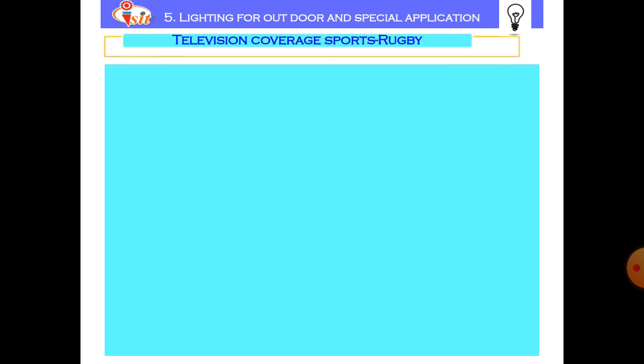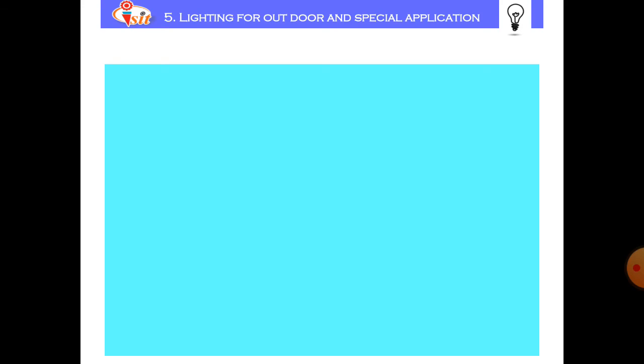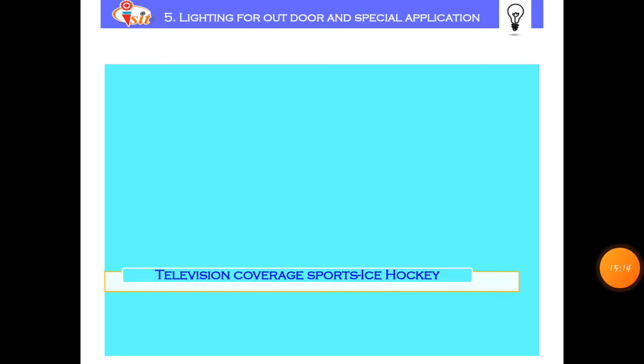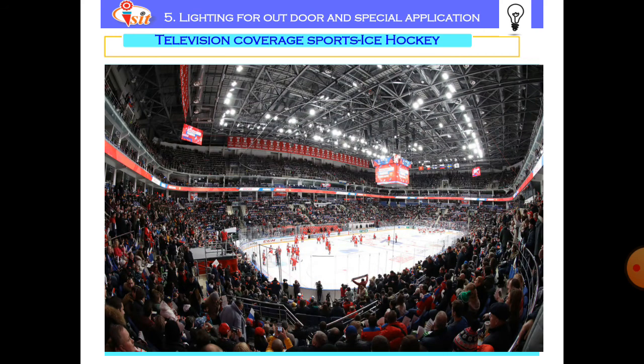The next one is rugby, with a level of illumination used for telecasting these competitions or events. Then the television coverage sports for ice hockey. Take a look at the ice hockey competition. See the level of illumination on the ground, which is very high intensity at the middle portions or areas.